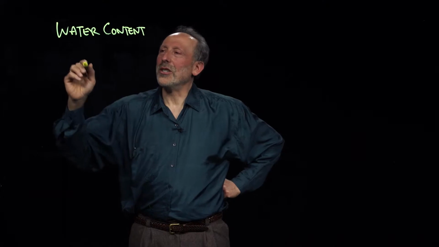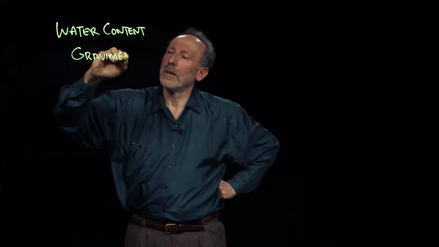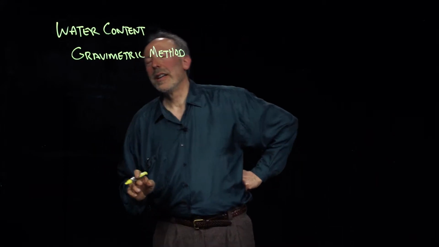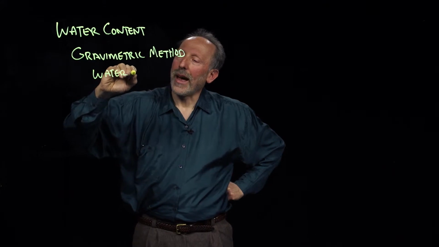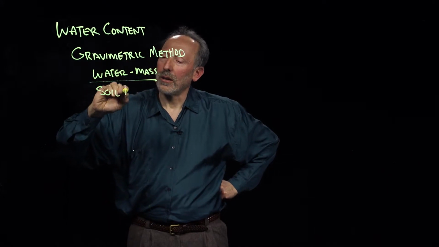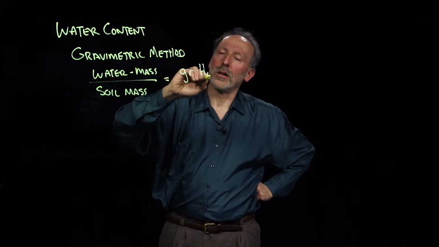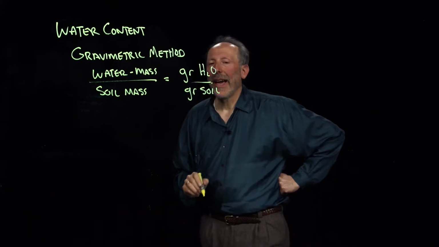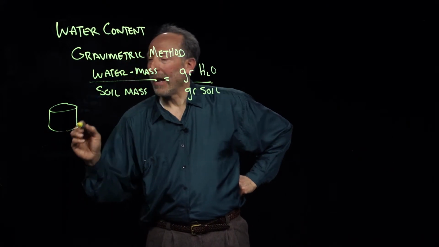The first thing we could do is use what we call the gravimetric method. And what we're going to do here is report the amount of water mass per unit soil mass. So it'll have units of grams of water per grams of dry soil.